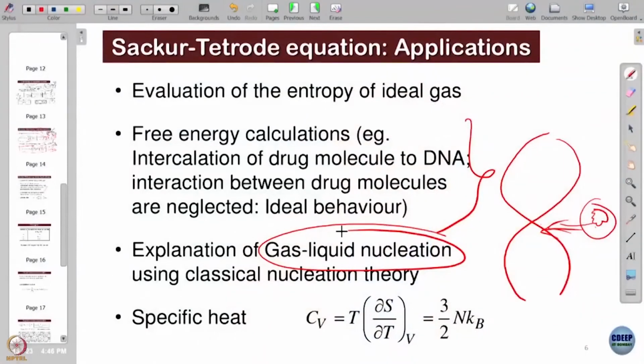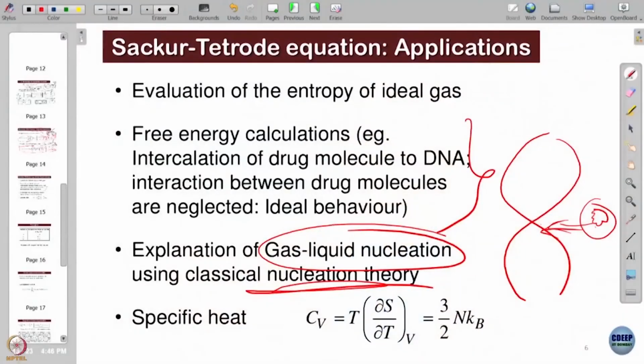So the entropy of these water molecules in the gas phase is not just translational entropy; there is rotational entropy and vibrational entropy, which we will talk about. All those entropies play a very important role. Gas-liquid nucleation is a huge area of research, and in nucleation theory, again, the entropy that we derive today finds use.